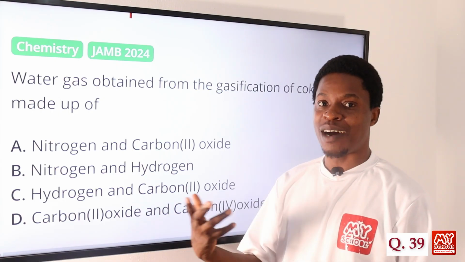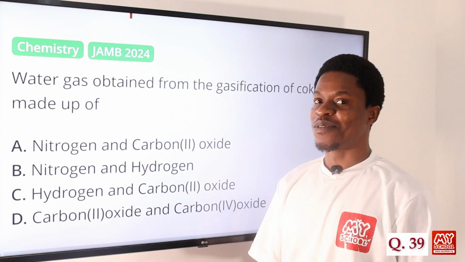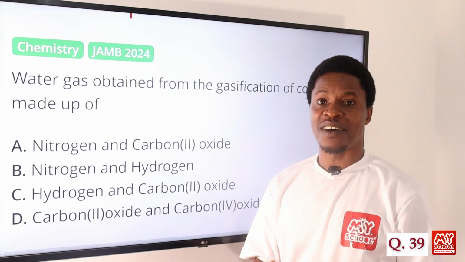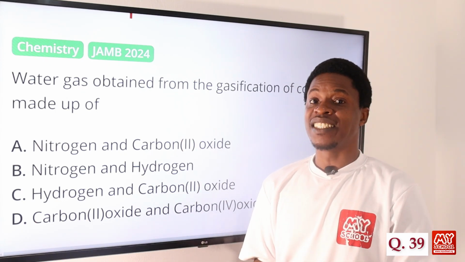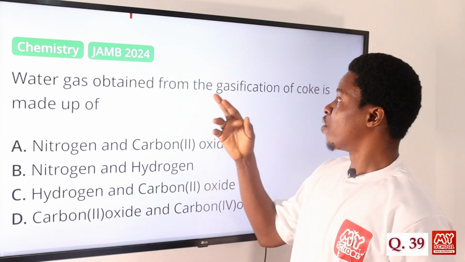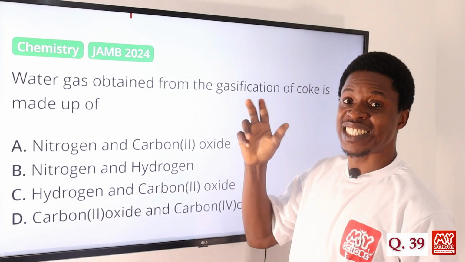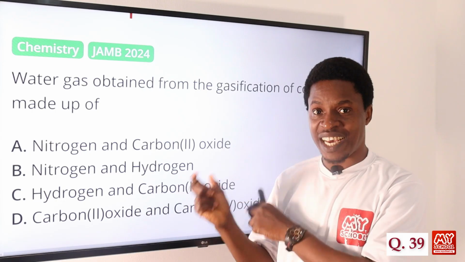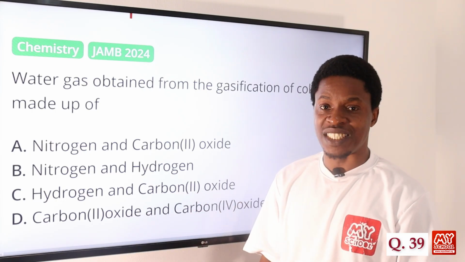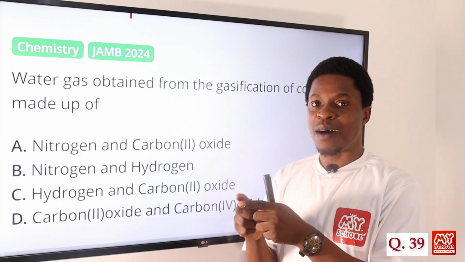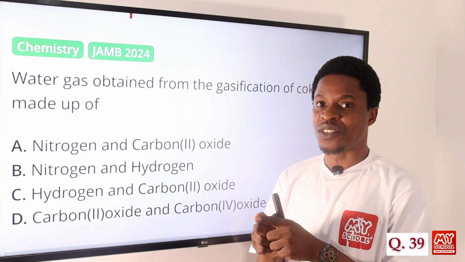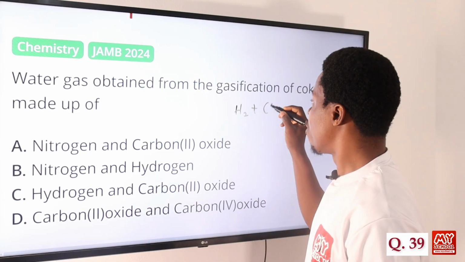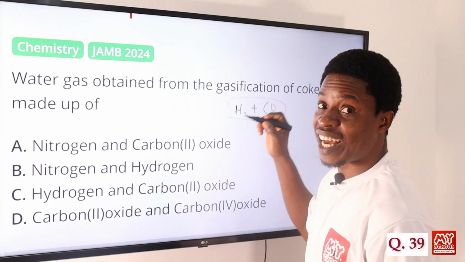Of course, coke is your carbon, okay? This is another bonus mark for you. Water gas is also referred to as synthesis gas. Synthesis gas is just the reaction of coke, which is carbon, reacting with steam, which is H2O in gaseous form. You will end up having hydrogen plus carbon 2 oxide. So H2 plus CO together like this, we refer to them as synthesis gas, or what we call water gas.